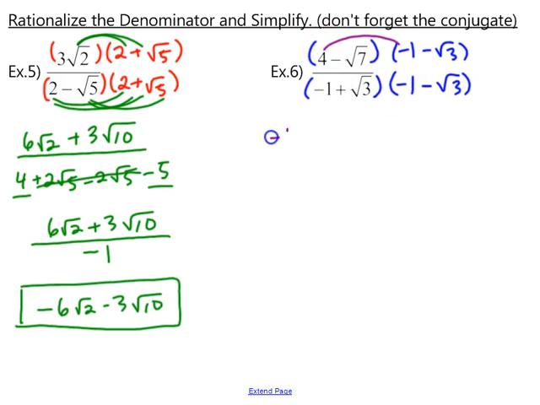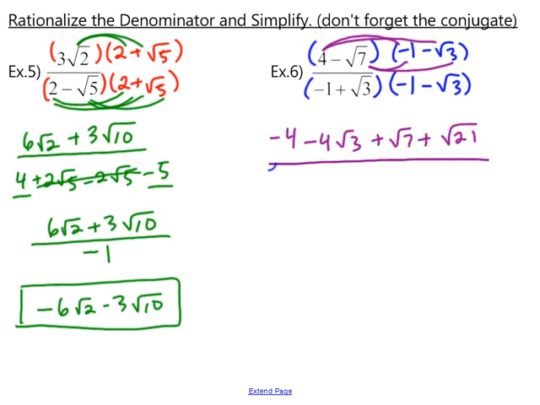4 times negative 1 is negative 4. 4 times negative root 3 gives us a negative 4 root 3. Negative root 7 times negative 1 is a positive root 7. And then negative root 7 times negative root 3 gives us a positive root 21. And then let's go ahead and FOIL the bottom.